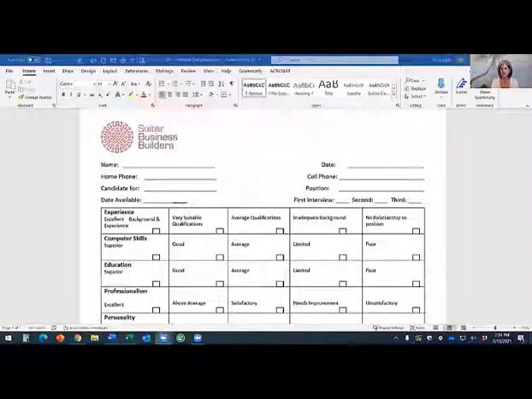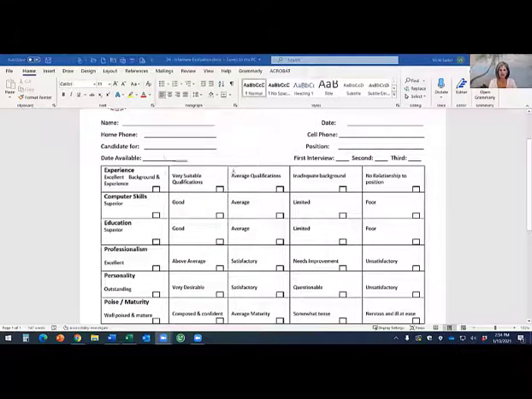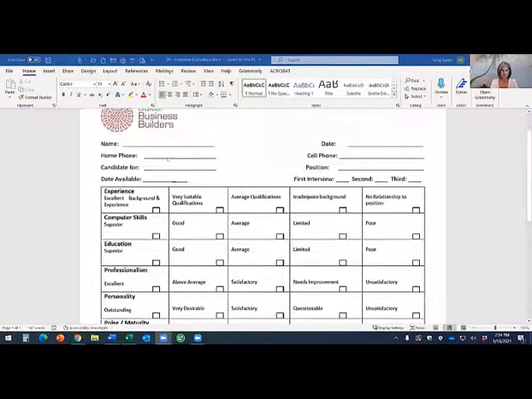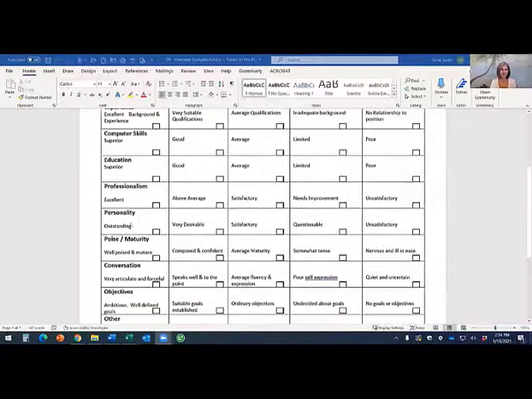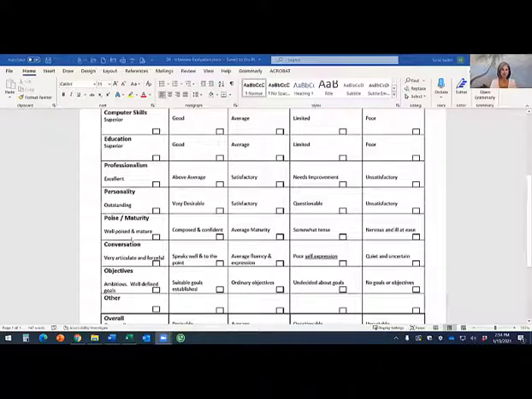So I'm going to share my screen with you and share the form that I created. This is what I call my interview evaluation worksheet. There's some basic information at the top. This happens to have their experience, computer skills, education, professionalism, personality, poise, maturity, conversational, objectives.